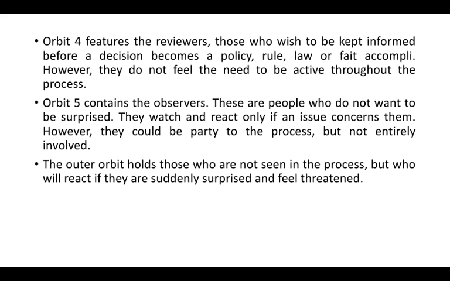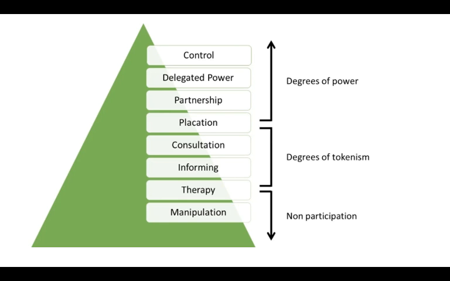Orbit 5 contains the observers. These are people who do not want to be surprised. They watch and react only if an issue occurs. And the outer orbit holds those who are not seen in the process but who will react if they are suddenly surprised and feel threatened. Now we can see the pyramid, from control to manipulation: control, delegated power, partnership, placation, consultation, informing, therapy, manipulation. So degrees of power, degrees of tokenism and non-participation.